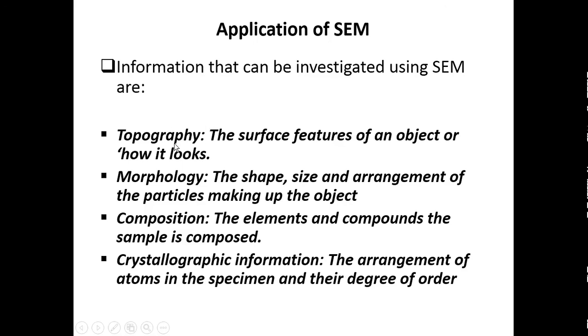This electron microscope gives a very good idea with regard to the surface and the elements or materials used for preparing the sample or surface. So it gives topographical information, morphological information, that is shape, size, arrangement of particles, composition, the compounds and elements used for the surface formation. Then crystallographic information, the arrangement of atoms in the specimen and the degree of order.